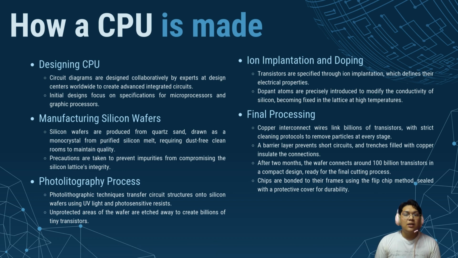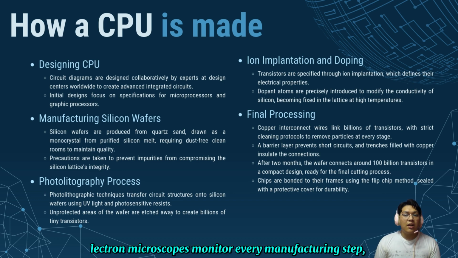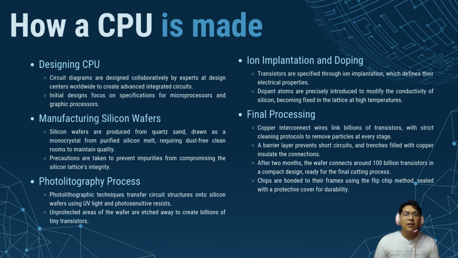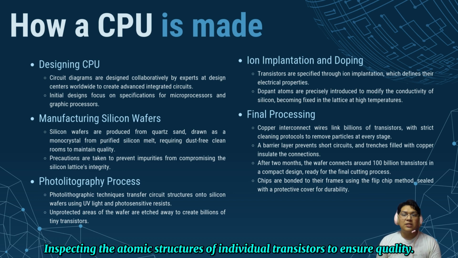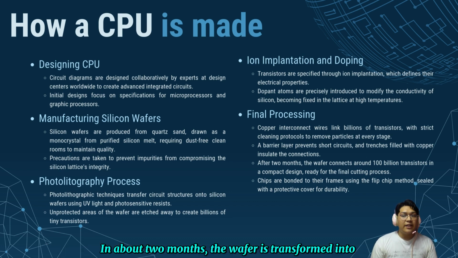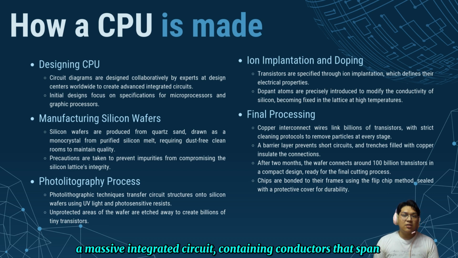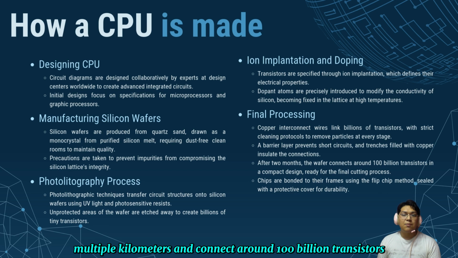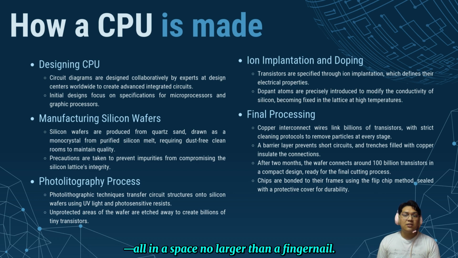today. Electron microscopes monitor every manufacturing step, inspecting the atomic structures on individual transistors to ensure quality. In about 2 months, the wafer is transformed into a massive integrated circuit containing conductors that span multiple kilometers and connect around 100 billion transistors, all in a space no longer than a fingernail.